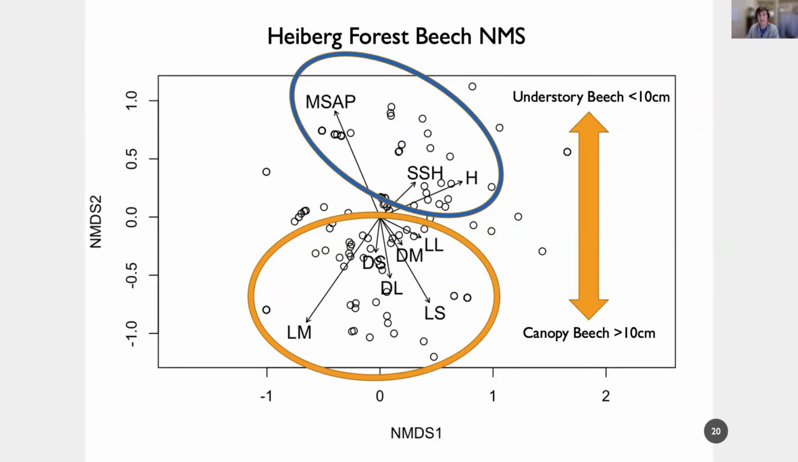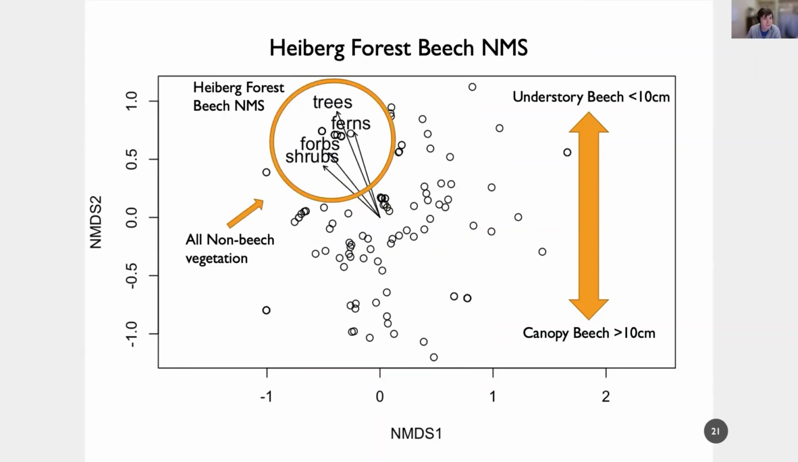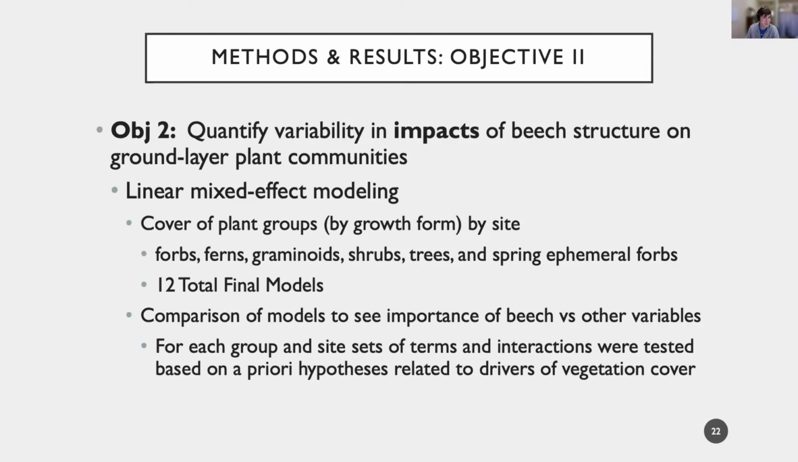So despite the drastic difference in density of beech between these 2 sites, we still have this structural organization that's occurring. And we can see that the overlap is not too significant between these variables, where all the understory ones are associated with each other, all the canopy ones are associated with each other. And we can see that all of vegetation is associated with that positive direction, understory beech. That's exciting.